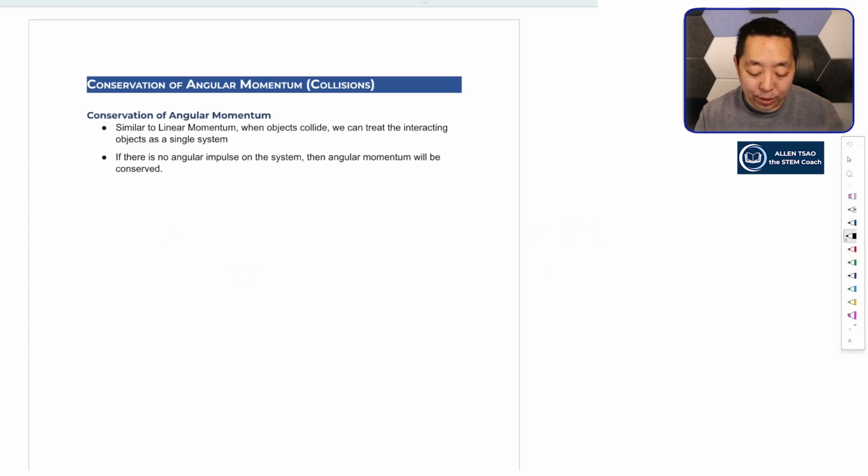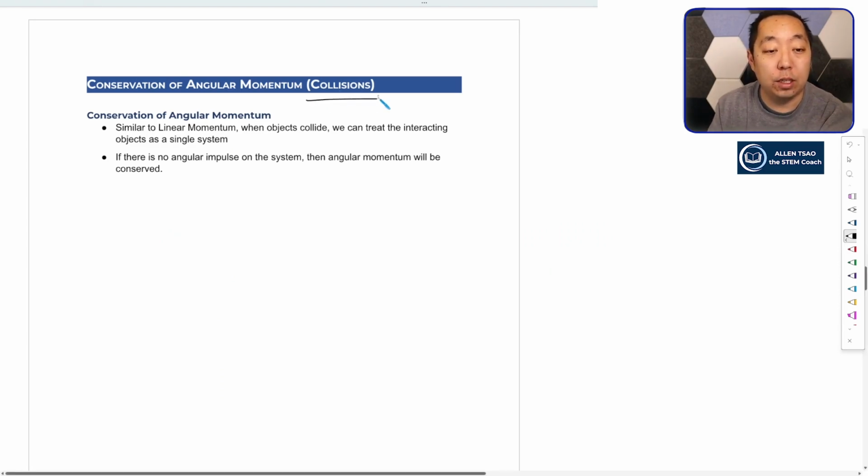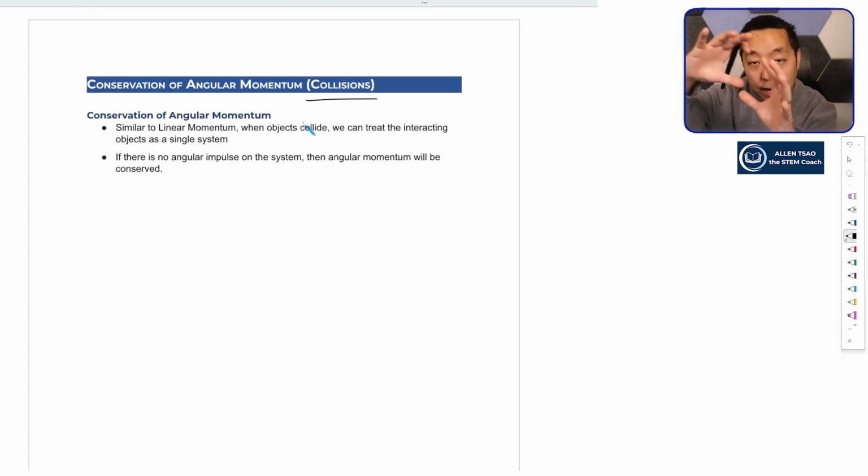All right, so now we're going to get to the meat of the angular momentum, which is the conservation of angular momentum. And we're going to start with collision scenarios, okay? And so it's very similar to linear momentum. When objects collide, we can treat the interacting objects as a single system. And that way we can say that the forces they exert on each other are internal to the system.